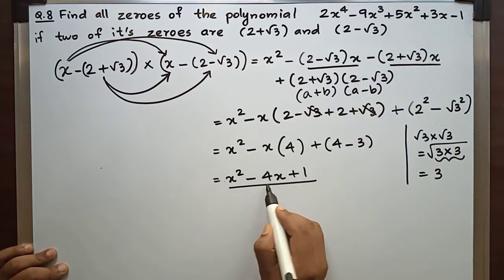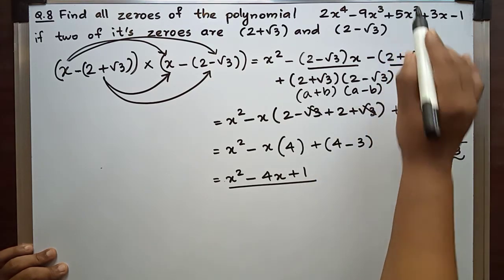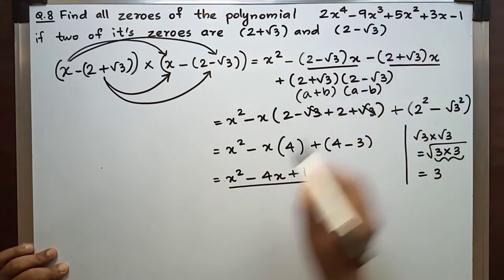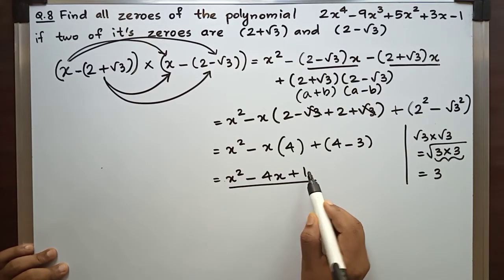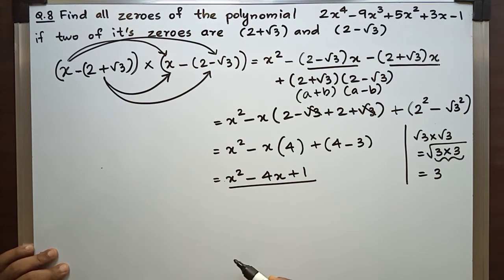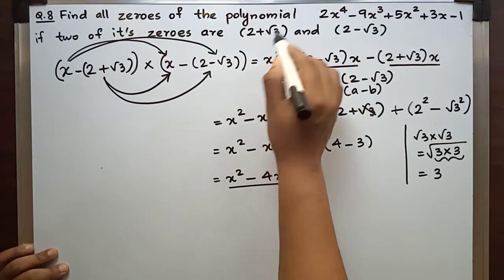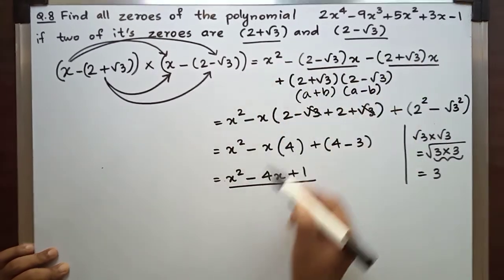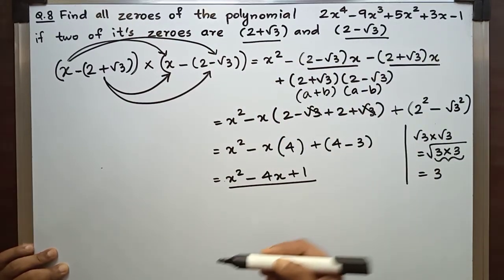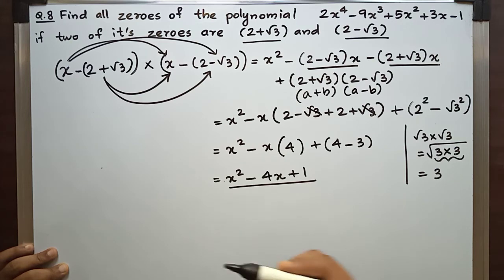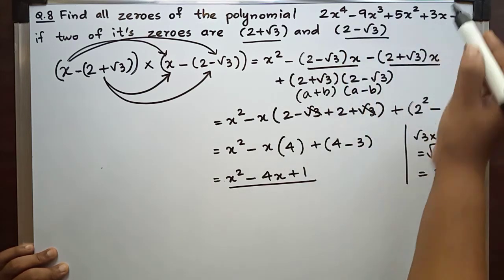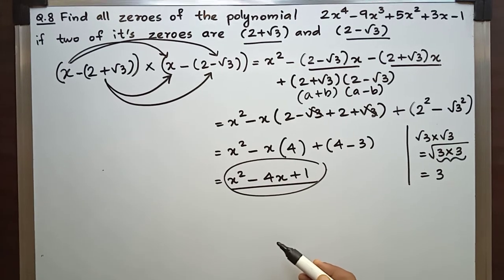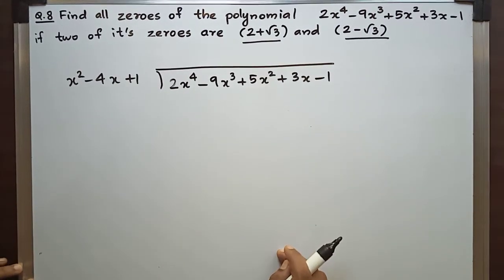This is a factor of the given polynomial. Then what will we do? We will divide this polynomial by this to get the other zeros of the polynomial. We already have two zeros, 2 + √3 and 2 − √3, and we are searching for the other zeros. For that we will divide this polynomial by this one. That is the next step, so we are going to divide it.